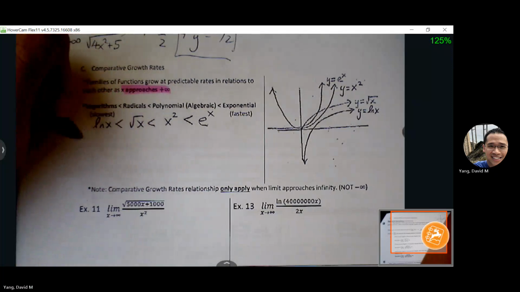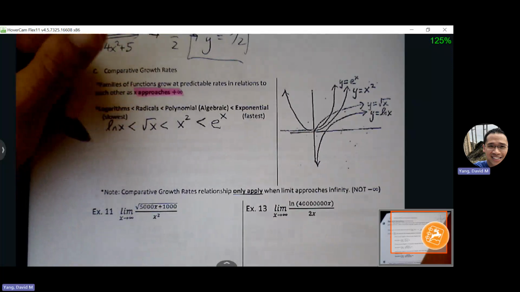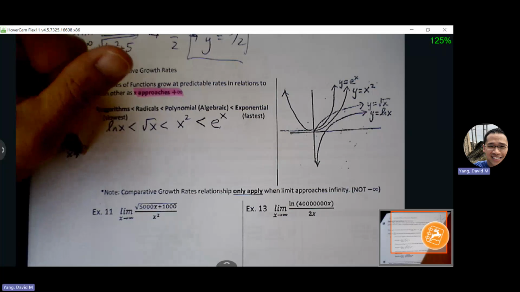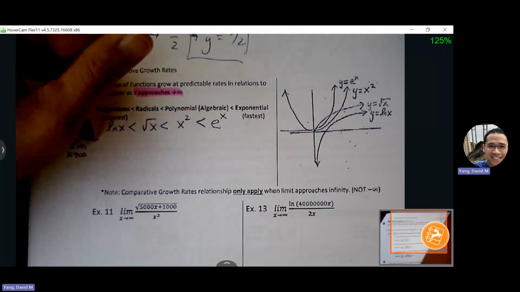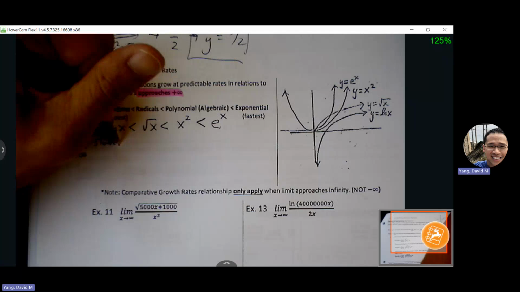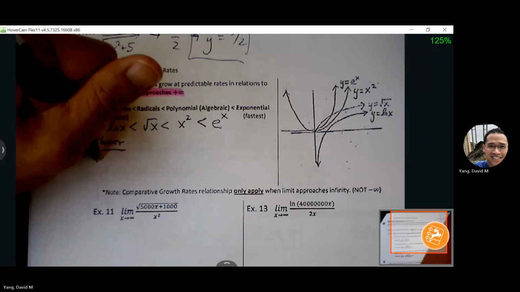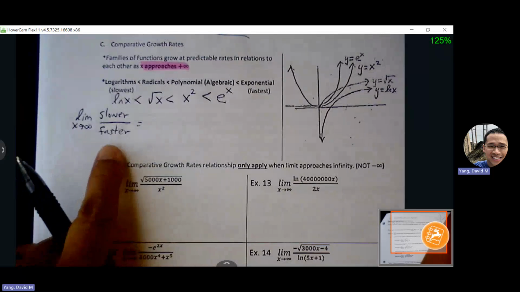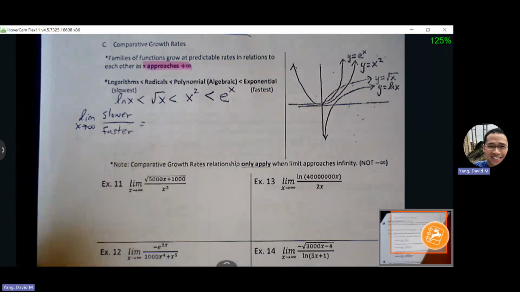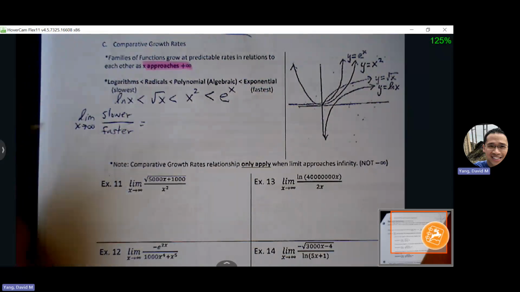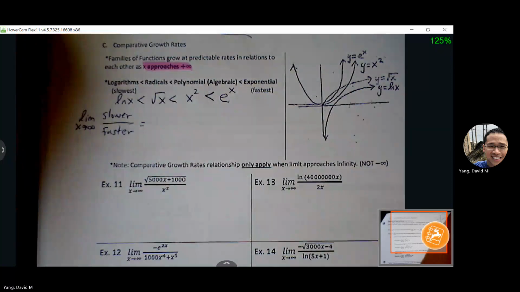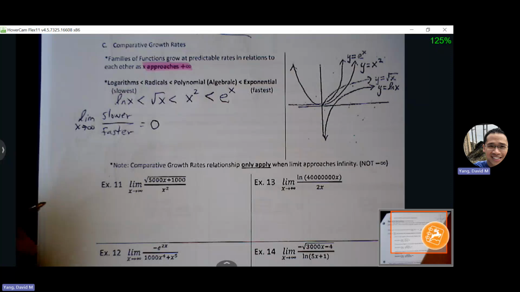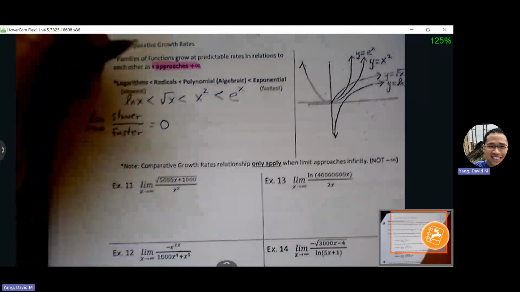The nice thing about these relationships is we just have to discover which one is faster and slower, and we should be able to come to a nice, clean conclusion. Because if my denominator is growing faster than my numerator, what's going to happen to my fraction as I approach infinity? It approaches what? 0, right? It's going to get smaller and smaller, and so eventually it's going to head towards 0.